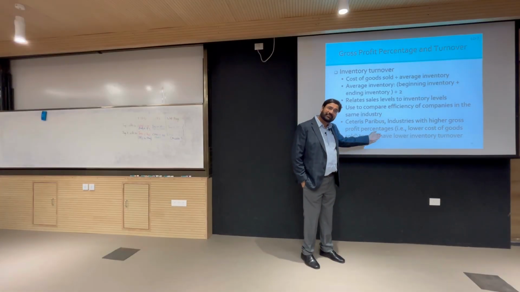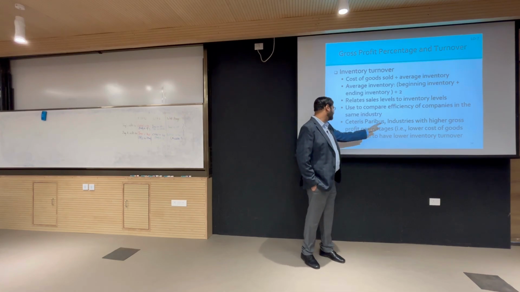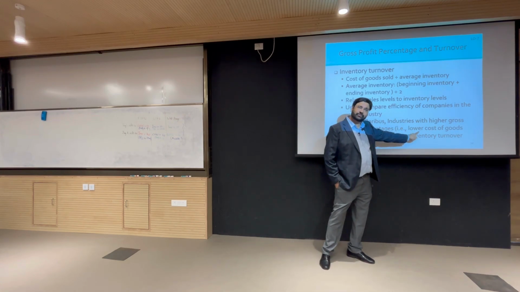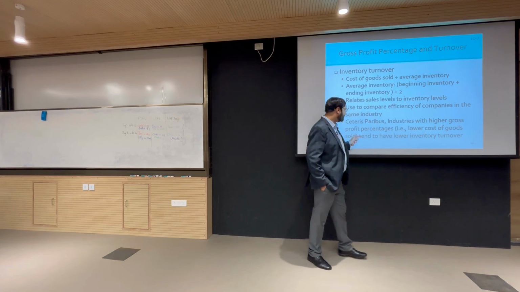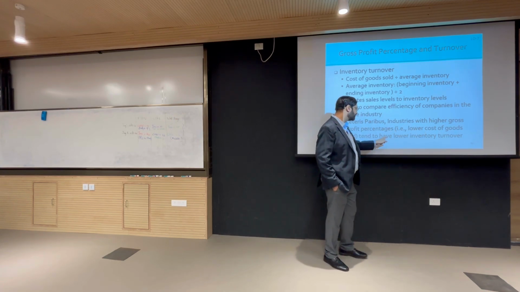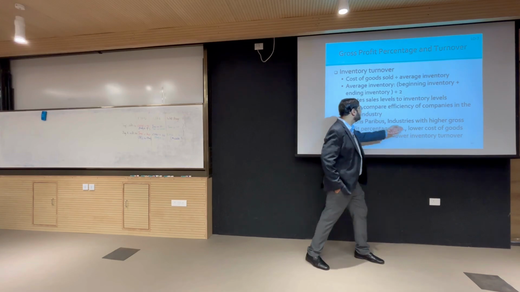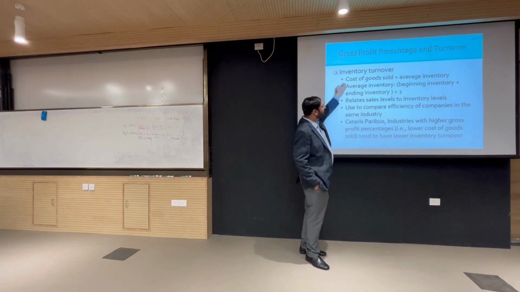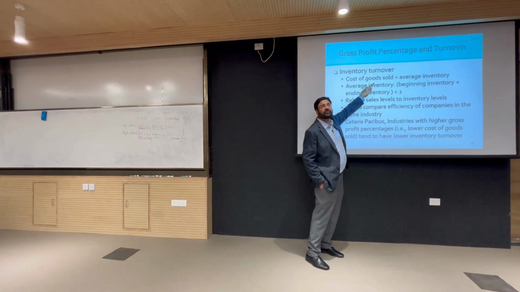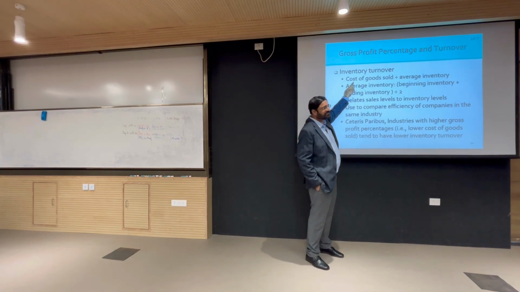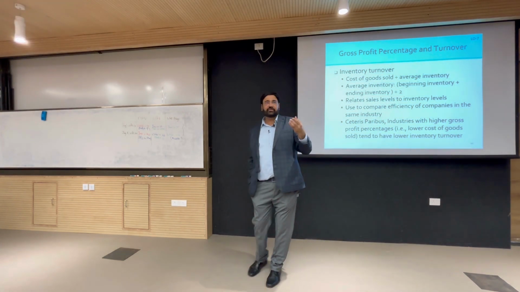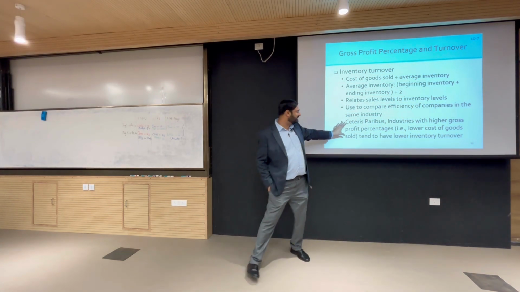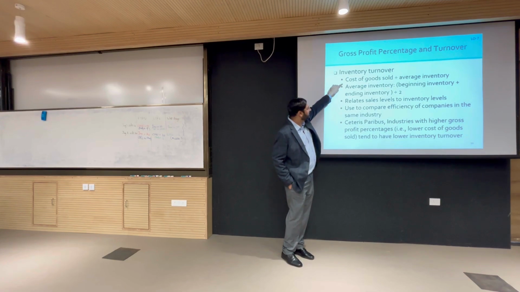See, its answer is also hidden here and here. Industries with high gross profit means lower cost of goods sold. And why should lower cost of goods sold result in low inventory turnover? Look at the formula, cost of goods sold upon average inventory. So if the cost of goods sold is low, then the numerator is low, then inventory turnover is low.